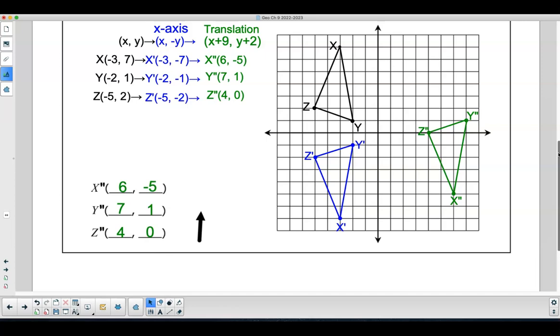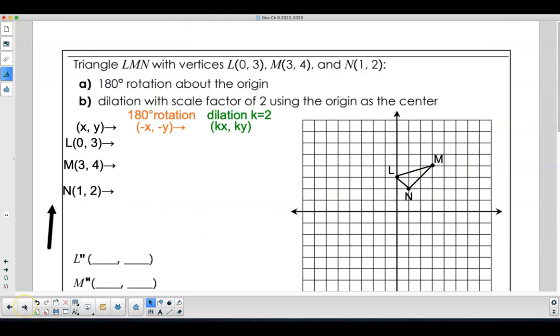Okay, so now we've got this idea of composition, and let's do this next one. I've got a triangle LMN with vertices L(0, 3), M(3, 4), and N(1, 2). I'm going to rotate it 180 degrees about the origin, and then do a dilation with scale factor 2. So I've got my original points, (0, 3), (3, 4), (1, 2), and I'm going to rotate them.